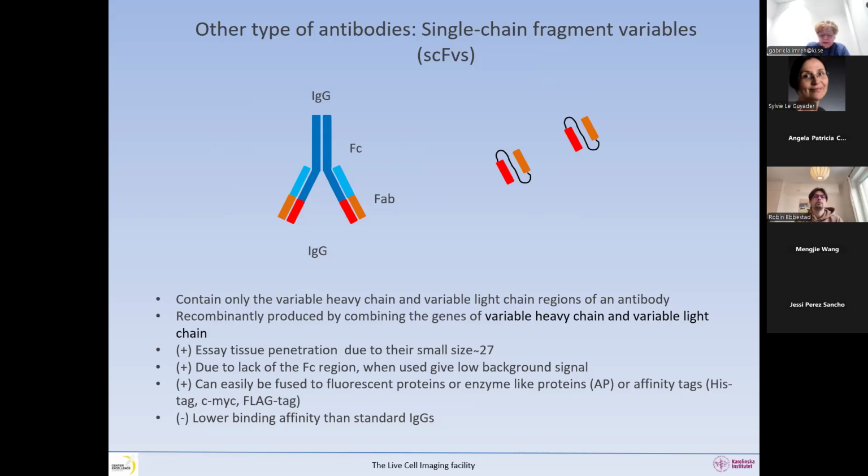The downside of using this single-chain fragment variable is that they have lower binding affinity than the standard IgGs.